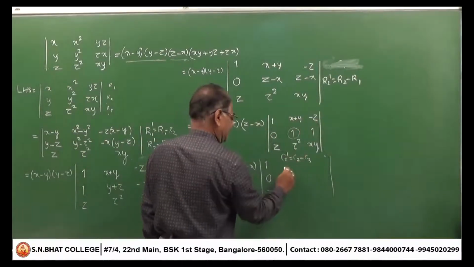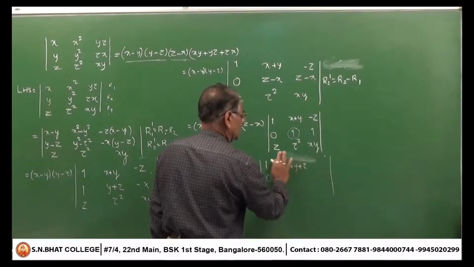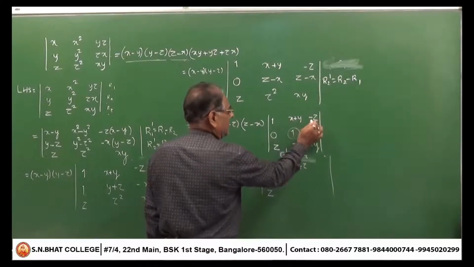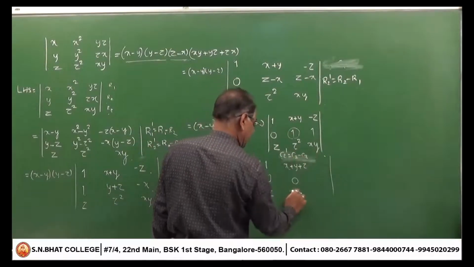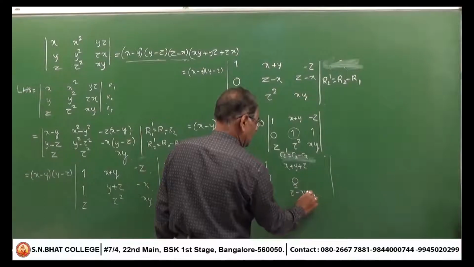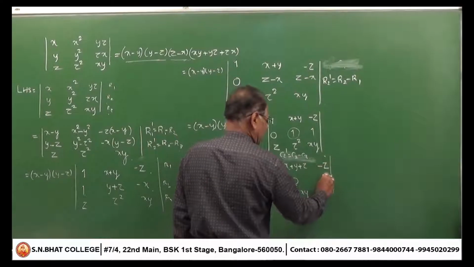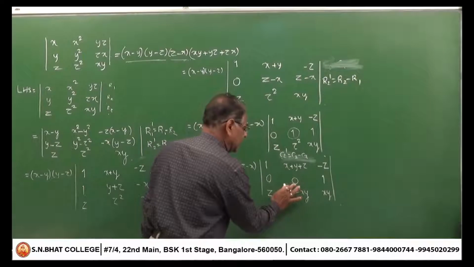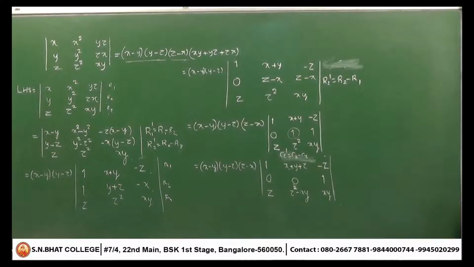This minus of this is X plus Y plus Z. This minus this. Next 1 minus 1 is 0. Next Z square minus XY. This minus this. I am not touching the third column, write the third column as it is. Since I got 2 zeros, we can evaluate or we can expand the determinant.